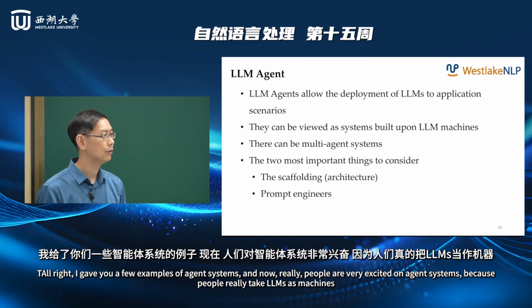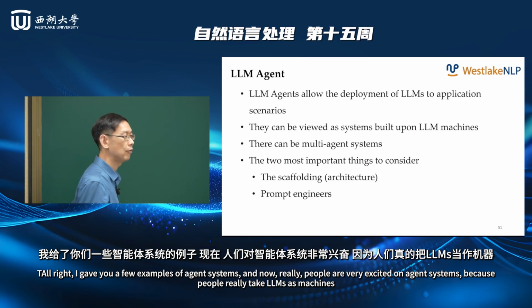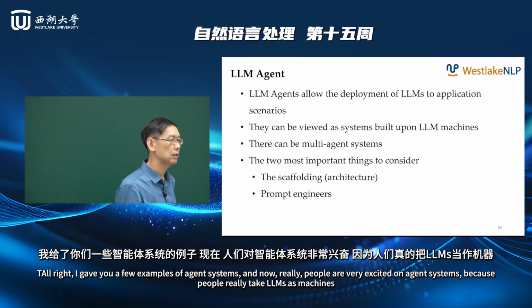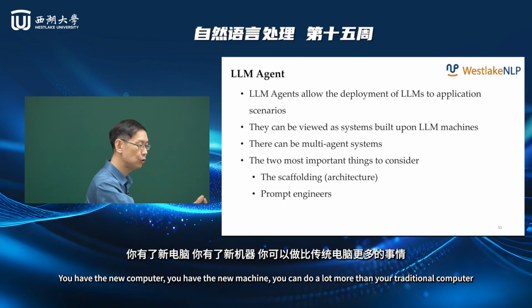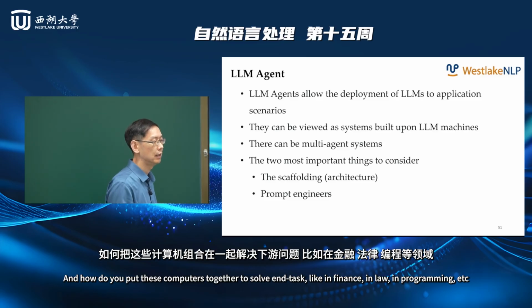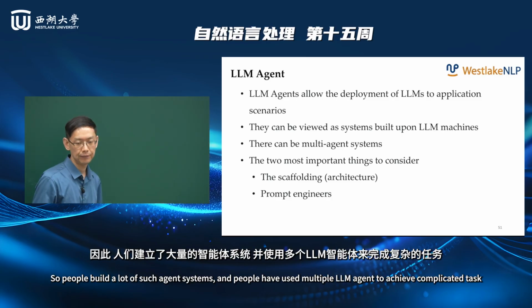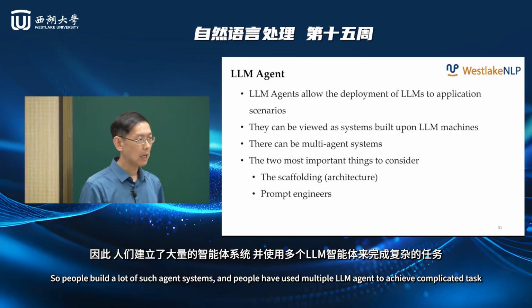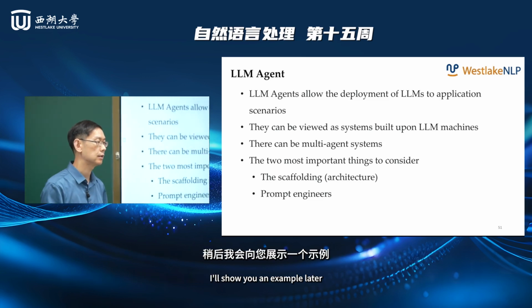All right, I gave you a few examples of agent systems, and now, really, people are very excited about agent systems because people really take LLMs as machines. You have the new computer, you have the new machine. You can do a lot more than your traditional computer. And how do you put these computers together to solve end tasks, like in finance, in law, in programming, etc.? So people build a lot of such agent systems. And people have used multiple LLM agents to achieve complicated tasks. I'll show you an example later.